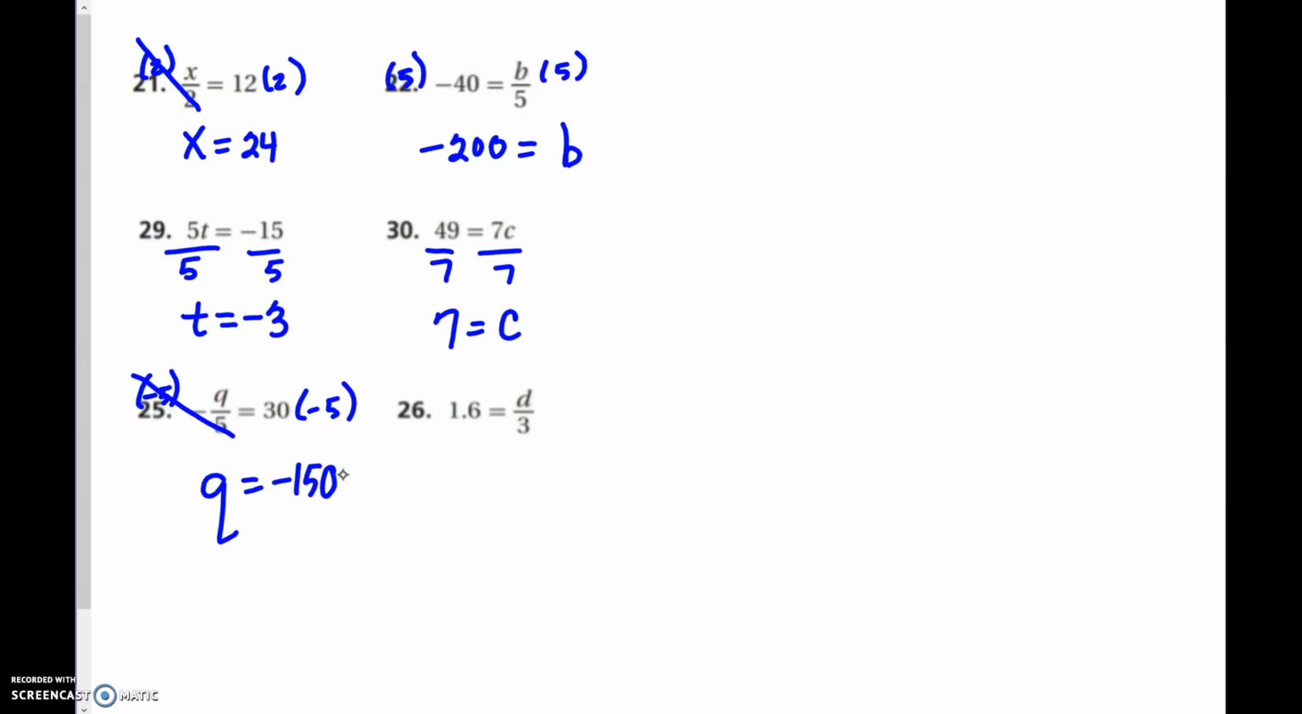150. All right, 26 says D divided by 3. The opposite of divide is multiply. So we're going to multiply both sides by 3. And 1.6 times 3 is 4.8. And these 3's cancel, and you're left with D.